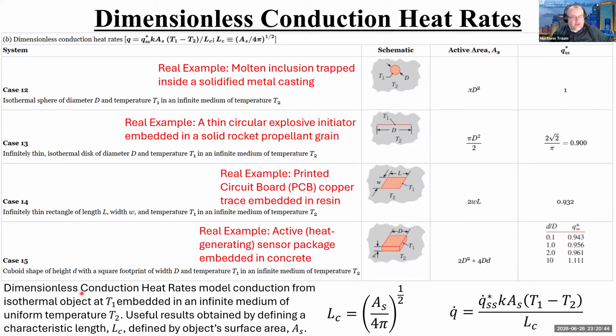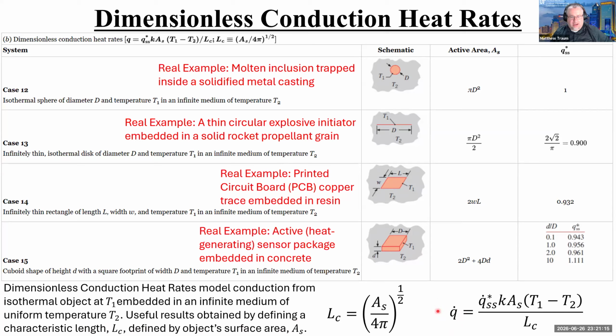Okay, so I say here, dimensionless conduction heat rates model conduction from an isothermal object T1 embedded in an infinite medium of uniform temperature T2. That's all of these kind of weird characteristic length cases. Useful results are obtained by defining a characteristic length, as I described before, which is ultimately defined by the object's surface area. So, how do we get to an actual equation that's useful?